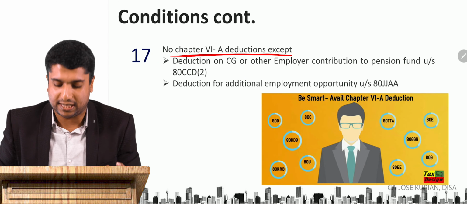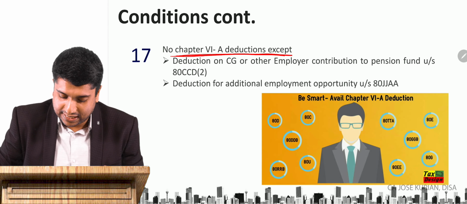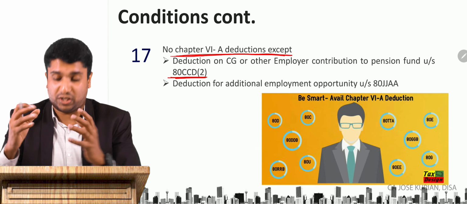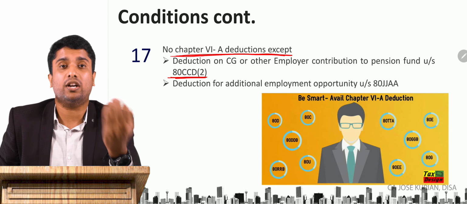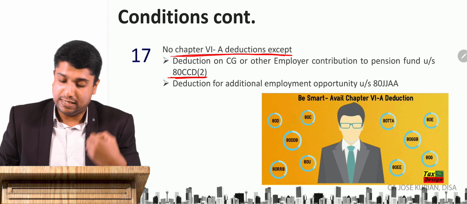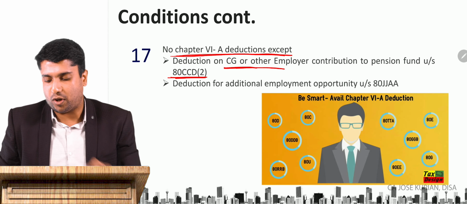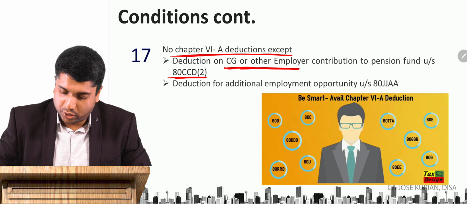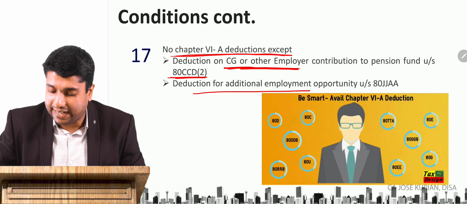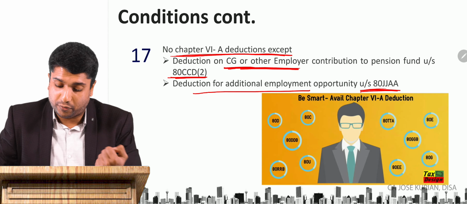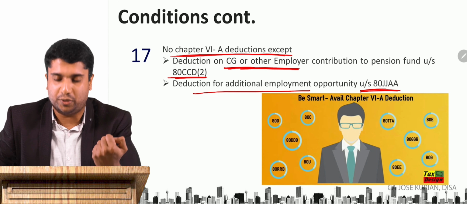No chapter 6A deduction except deduction under 80 CCD subsection 2. That means employer contribution for the pension scheme, employer being a central government or any other employer, that deduction you can take. And number 2, deduction under 80 JJAA you can take. That means deduction for creating additional employment opportunities.